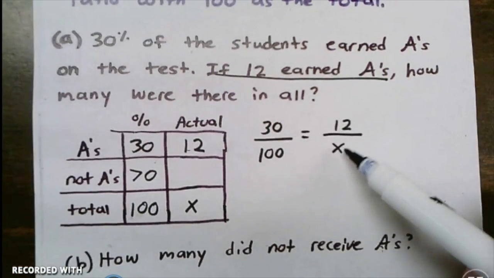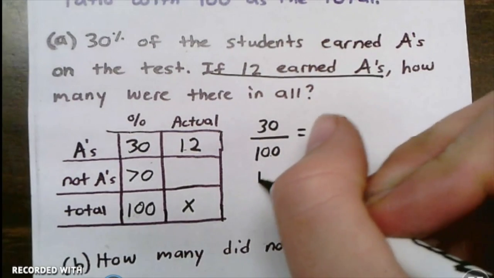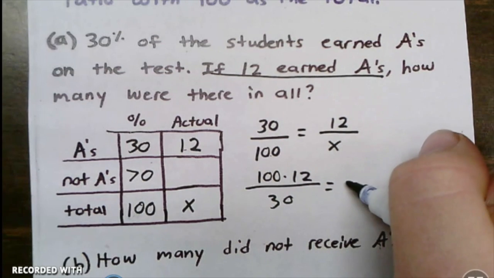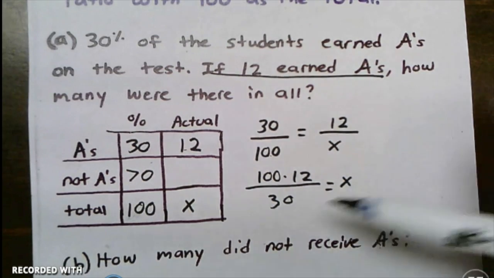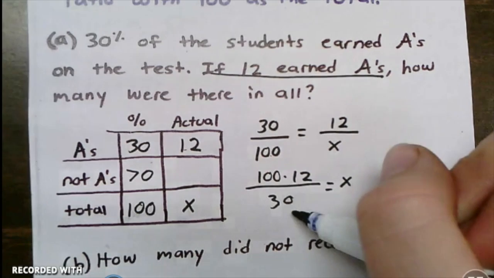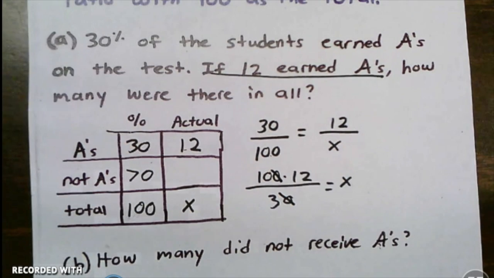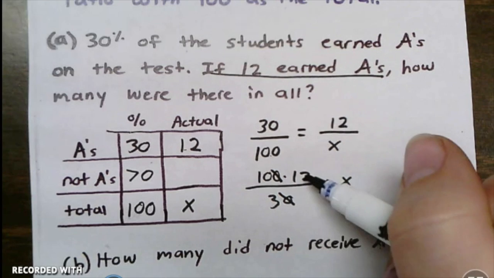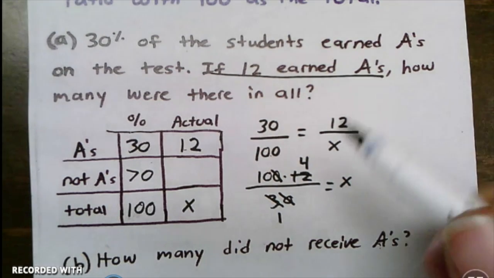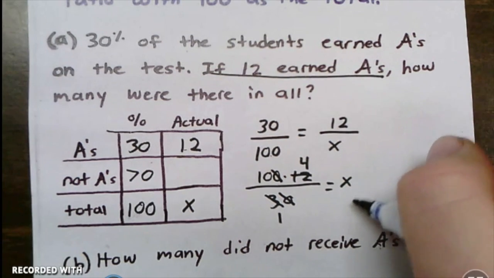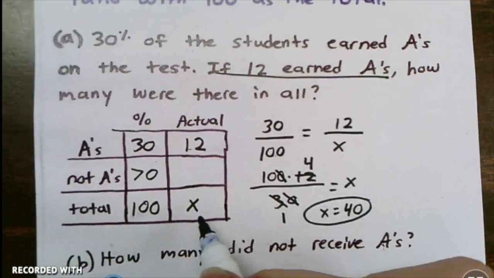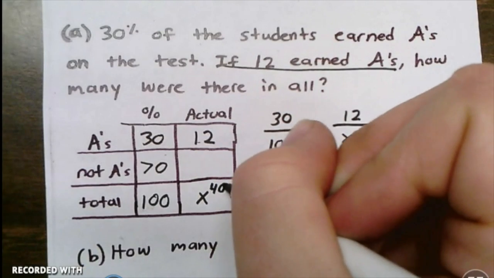Now to solve for my x, I'm going to do 100 times 12 divided by 30 equals x. Now I'm going to look to see which numbers can go into both of these. I'm going to divide 30 and 100 by 10 by canceling off those zeros. And now I'm going to divide 3 and 12. 3 ones, 12. Now I'm going to multiply across. 10 times 4 means that x equals 40. So the total number of students is 40 students.